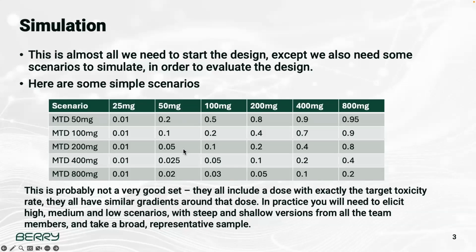For a start, they all include a dose which has exactly the target toxicity, which is probably a little bit unrealistic. They all have really rather similar gradients. They tend to go from 0.1 to 0.2 to 0.4 or 0.5. And in practice, you'll need a wider range. But this is enough for my purposes today.